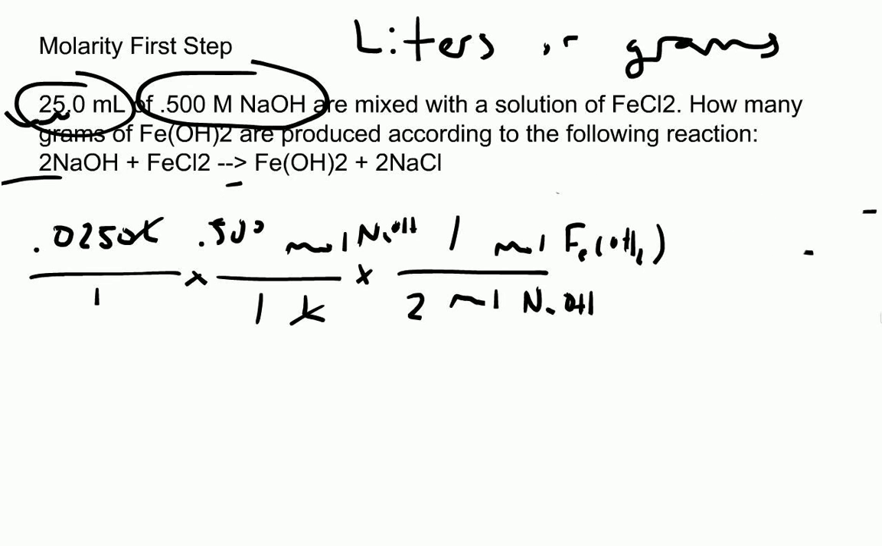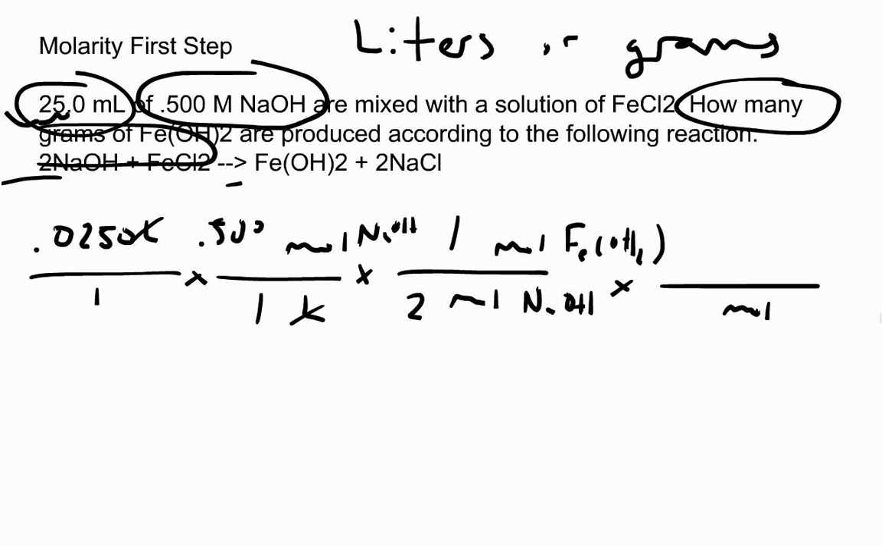And the last thing you do is solve or answer the question. The question is, how many grams, I'll circle it here, how many grams of FeOH2 are produced? Well, that's just like a normal mass-to-mass stoichiometry problem. Your last step is to go from moles of FeOH2 to grams of FeOH2. And you use a periodic table to find that out.